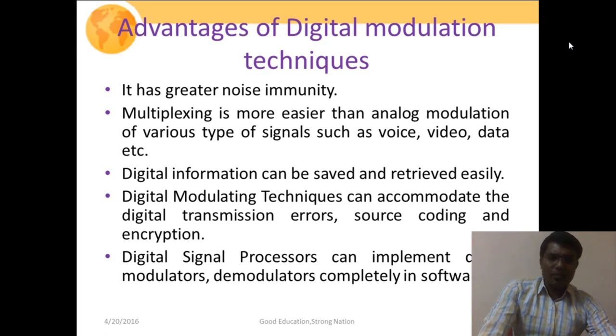Digital modulation techniques can accommodate the digital transmission errors with the help of channel coding, which typically includes linear block coding or convolution codes, etc. Then source coding, which is associated with the compression of the information source. It means with the help of transmitting a lesser number of bits, we can transfer a large amount of information. And last, encryption, which is associated with security. So digital data transmission is much more secure in comparison to analog data transmission. At last, digital signal processors actually implement digital modulators as well as demodulators completely in software. It means it is not an essential requirement of hardware. So obviously, it is one of the advantages of digital modulation techniques.